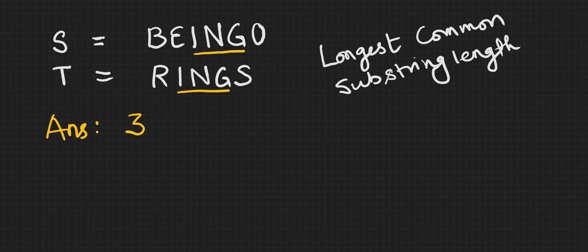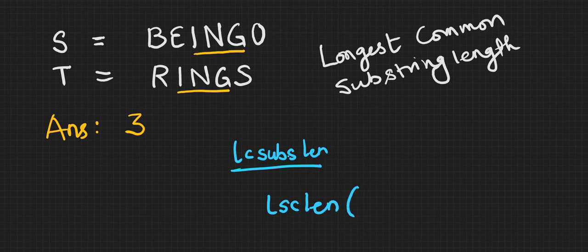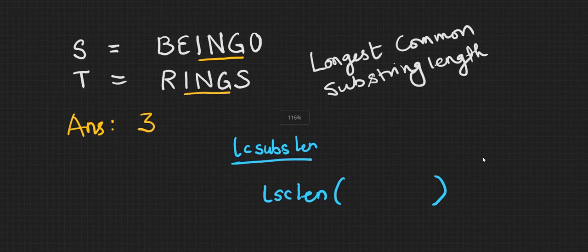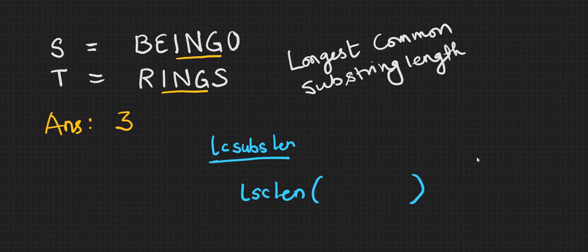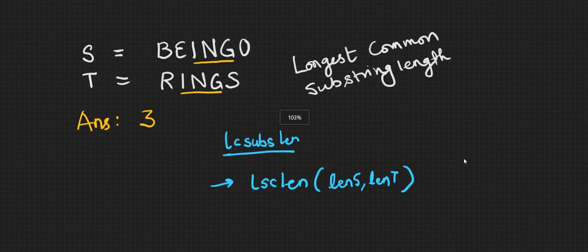So we want to find the longest common substring length. For short, I will call it LCS length. If we want to get this length, what should be our parameters? Length of both the strings. So that is one option that we can go with: length of S and length of T. This is one way we usually solve problems. We consider lengths in our equation.